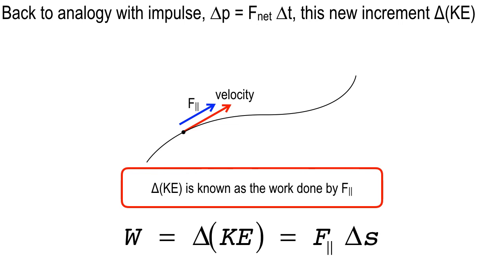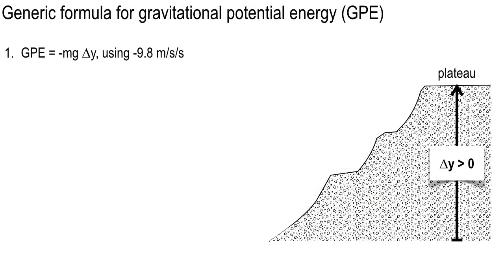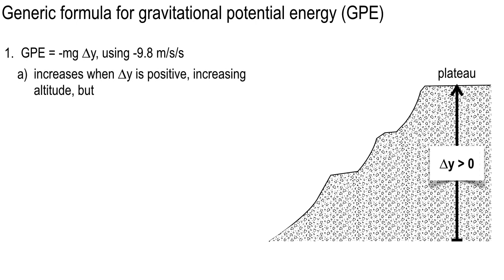Another thing that gets apportioned equally is something called gravitational potential energy. Gravitational potential energy is the opposite of the work done by gravity. It's minus mg delta y, and in this one you have to use negative 9.8 meters per second squared for the value of g. GPE increases when delta y is positive.